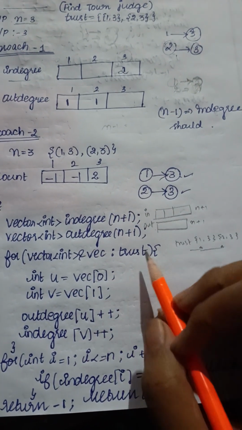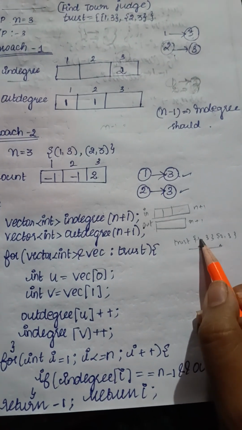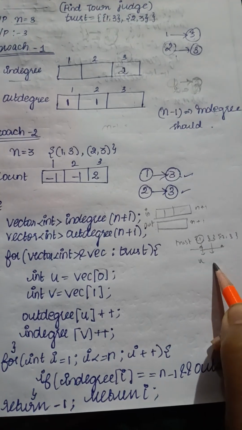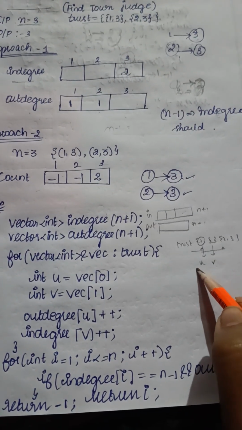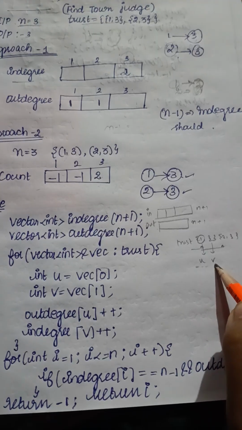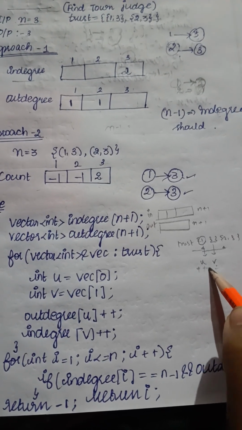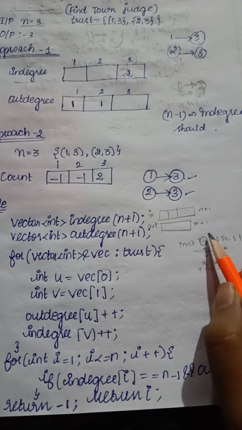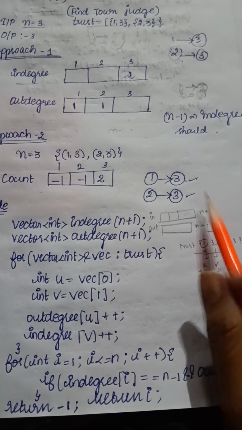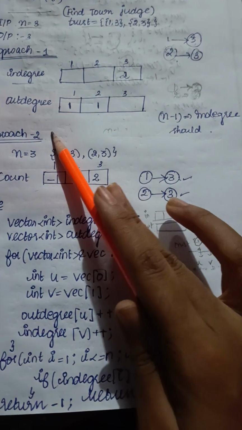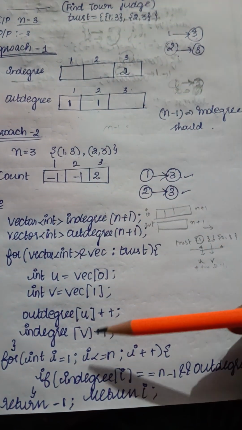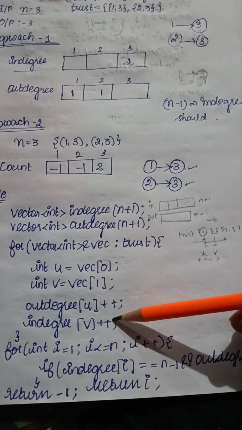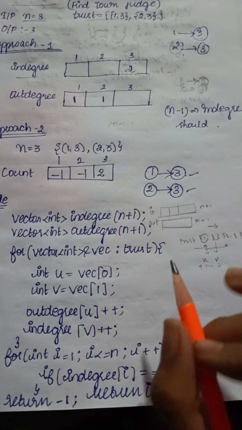So vec of 0, so this 1 is my u, and this 3 is my v. So I have to increment my u and increment my v. Out degree, when it's going towards the outside, we are incrementing it, and when it's coming inside we are also incrementing it. Out degree also increments, in degree also increments. Okay, so I guess you will be able to understand.